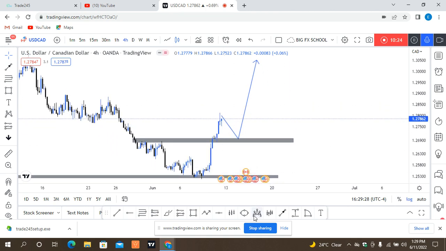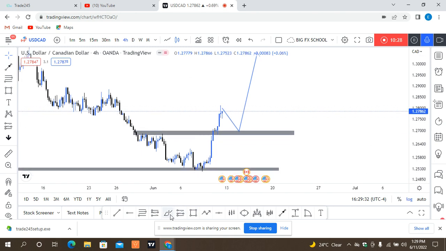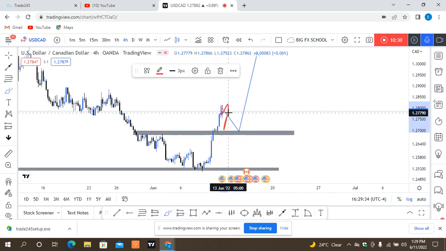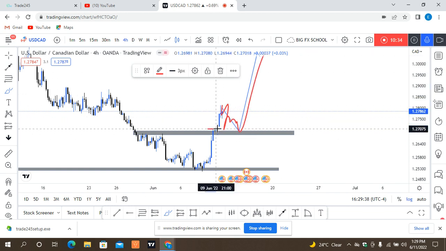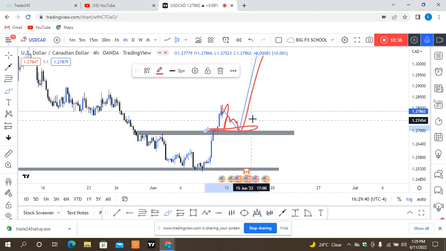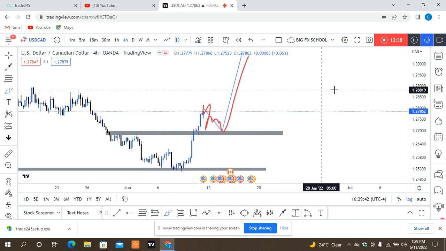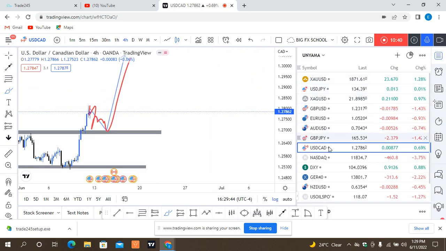So we need a certain movement to the downside here before the upward move. So I will wait for the market to reach this zone so that I can take my long entry.